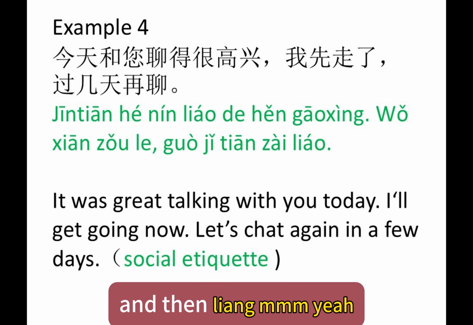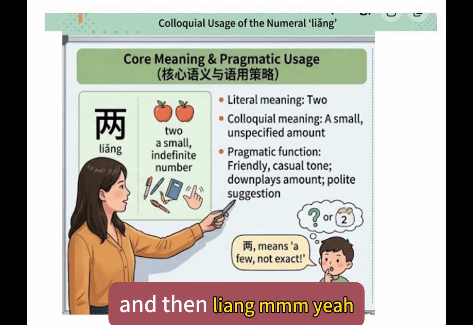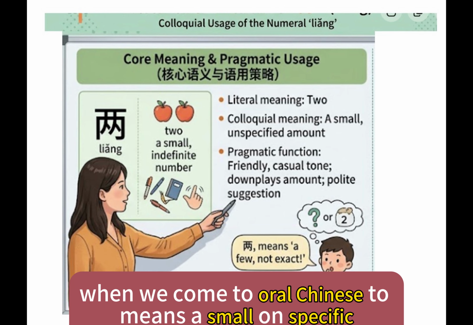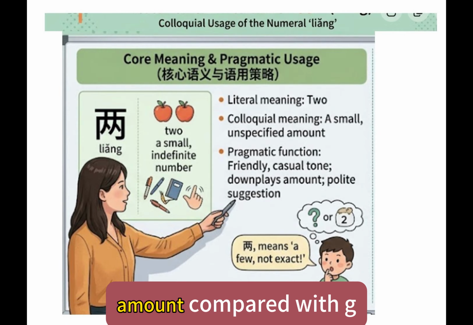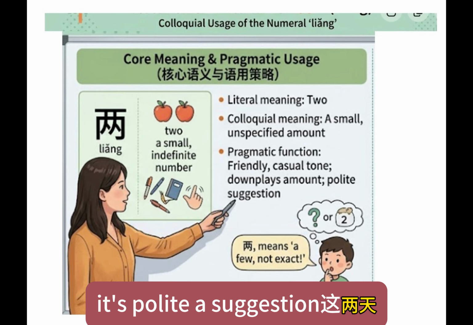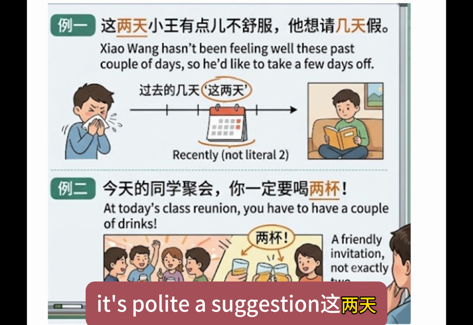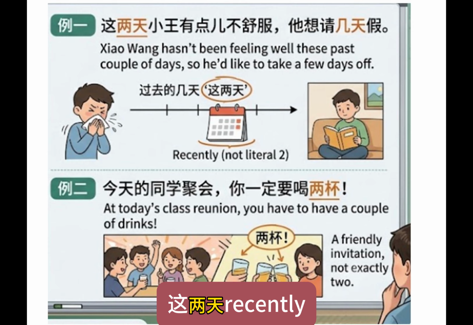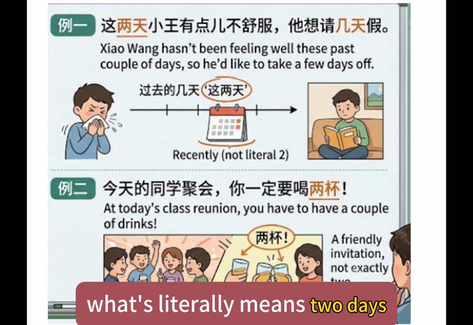And then 两. Beginners are quite familiar with it. Literally meaning two. When we come to oral Chinese, it means a small unspecific amount. Compared with 几, it's a casual tone. It's a polite suggestion. 这两天小王有点不舒服，他想请几天假。这两天 means recently, though it literally means 2 days.